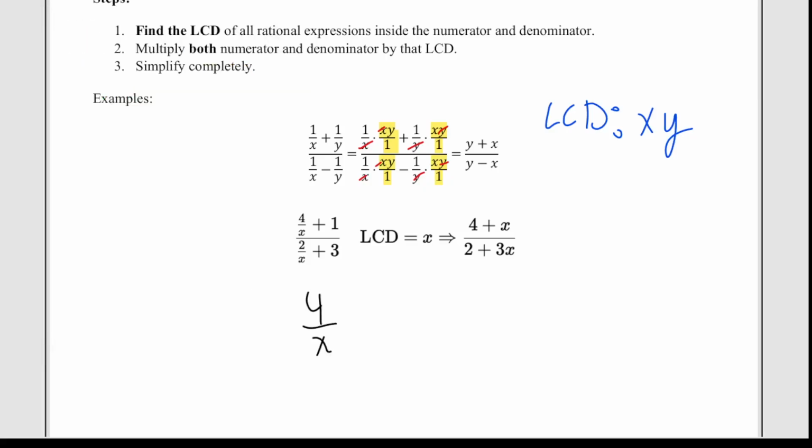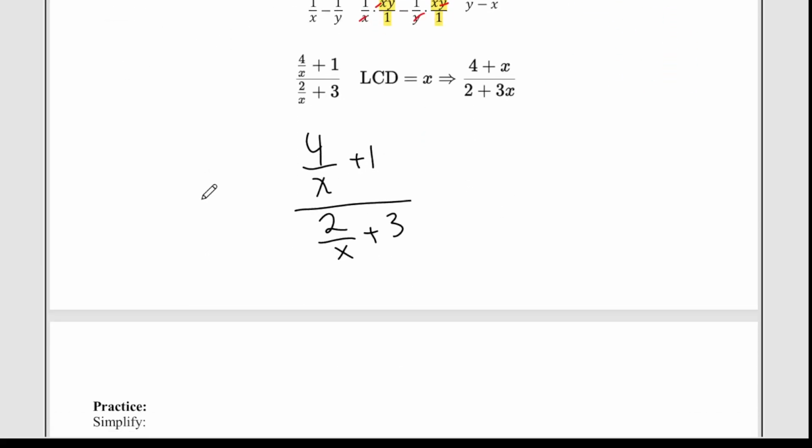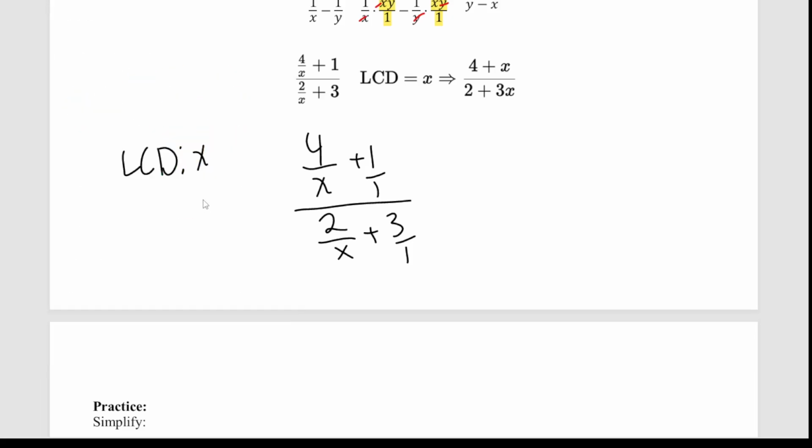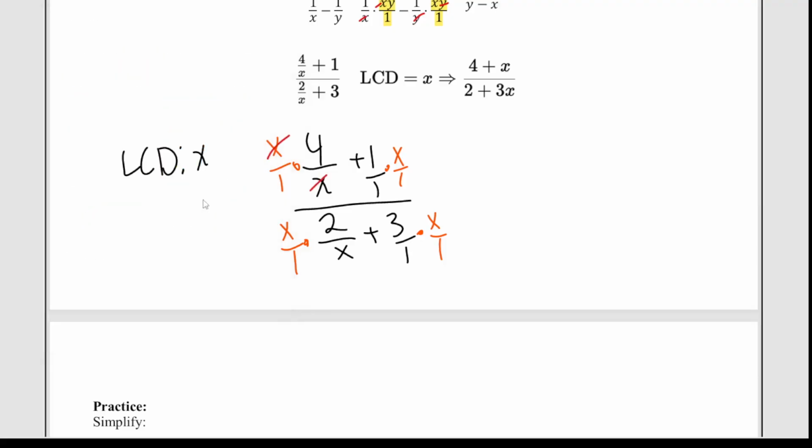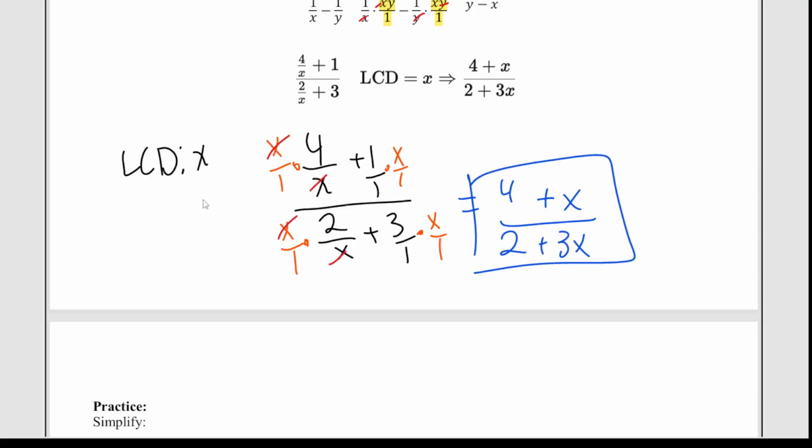So let's say you have 4 over x plus 1 over 2 over x plus 3. Well, the 1 and the 3, don't let that throw you off. Those are secretly over 1. So between x and 1, our least common denominator is going to be x. So we're going to multiply all 4 terms. Again, you have to make sure to multiply all 4 terms by that least common denominator, which is really that least common denominator over 1. We'll notice that whenever we have x divided by x, that's going to go ahead and make 1. And what you'll be left with is 4 over 1 is just 4, x over 1 is just x, 2 over 1 is just 2, 3x over 1 is just 3x as your nice, beautiful final answer.